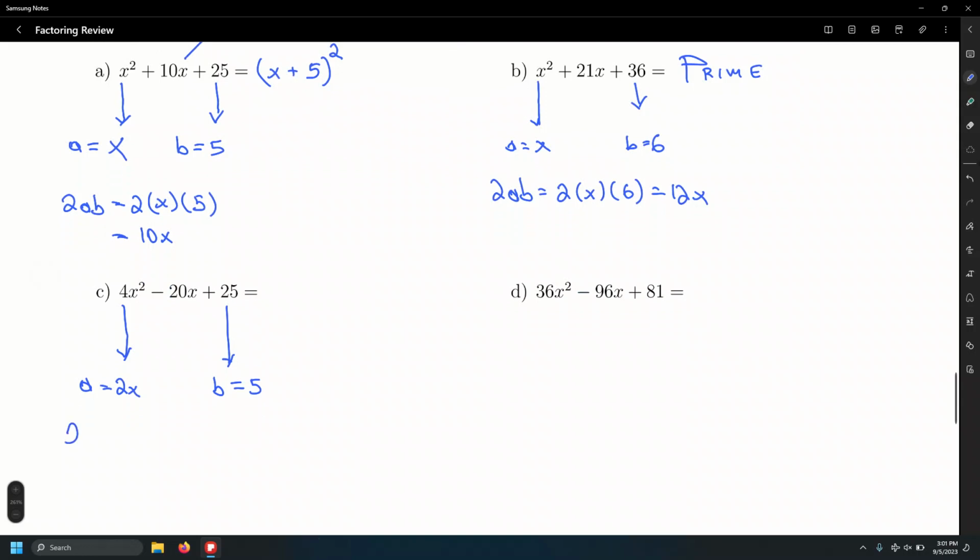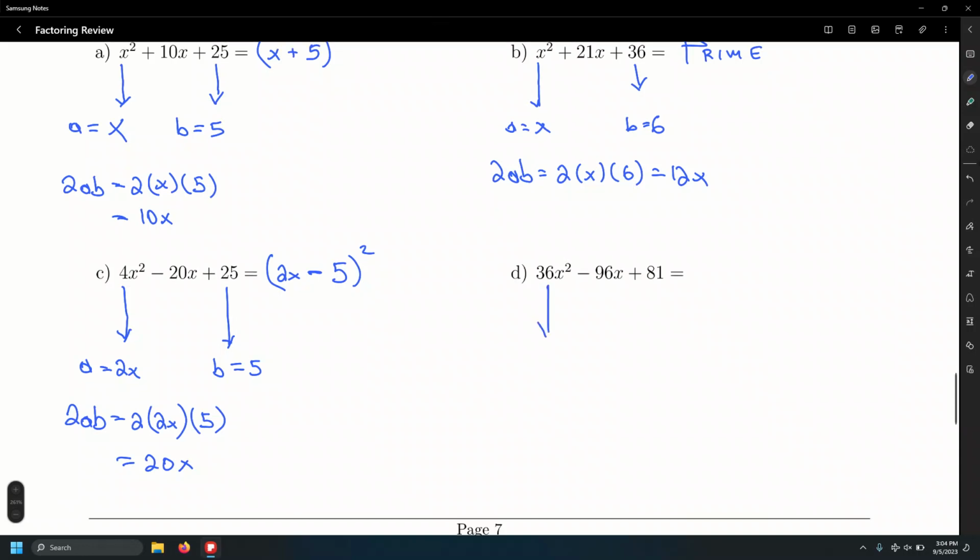Okay, now let's evaluate the quantity 2AB. That is 2 times the quantity 2x times the quantity B, which is 5. 2 times 2 equals 4. 4 times 5 is 20, times the x equals 20x. Now the question here, does that 20x match the middle coefficient here? I know what you might be thinking, potentially no, because of the sign, but that doesn't matter. In the end, we are going to factor this as the quantity A, which is 2x, minus the quantity B, which is 5, the whole quantity squared, split by the sign of the middle term, which is in this case negative.